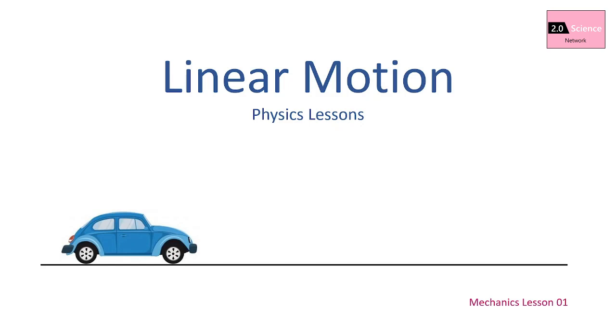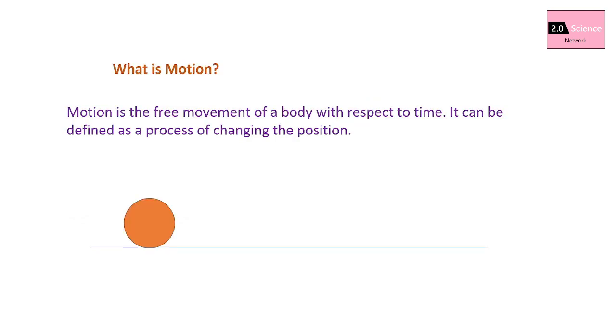Linear motion. What is motion? Motion is the free movement of a body with respect to time. It can be defined as a process of changing the position. For example, a moving train, a rotating fan, a ball rolling around, etc.